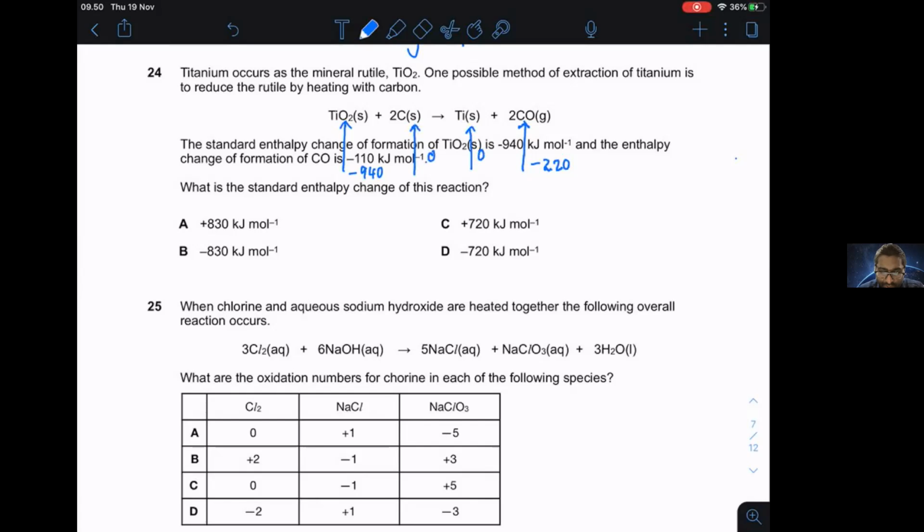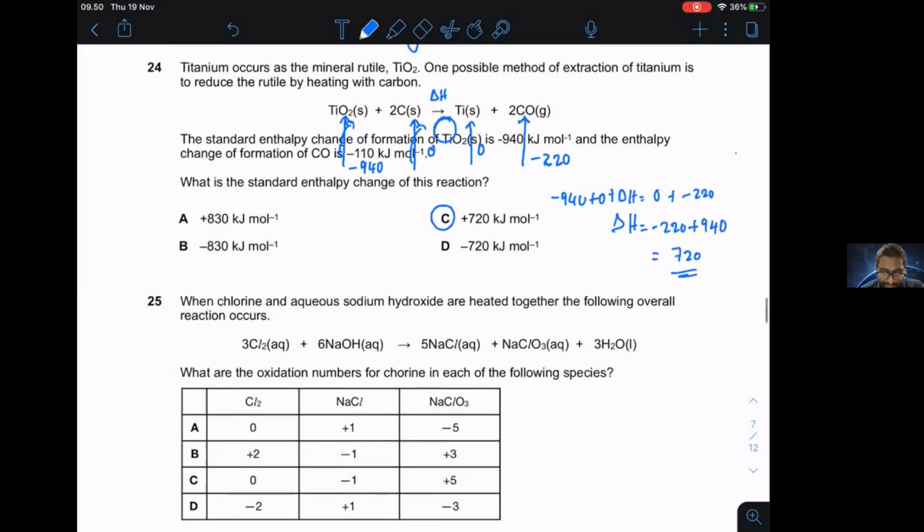So we just want to find what this enthalpy change is going to be. Just put a circle there. Clockwise equals anti-clockwise. 940 is clockwise. Clockwise: 940 plus 0 plus ΔH equals 0 plus negative 220. ΔH is negative 220 plus 940. So just calculate. The answer is going to be 720, and it's actually positive. So the answer is C. 24 is C. Let's move on.